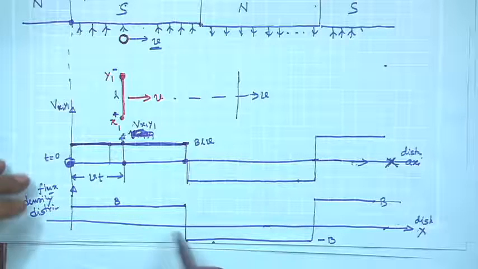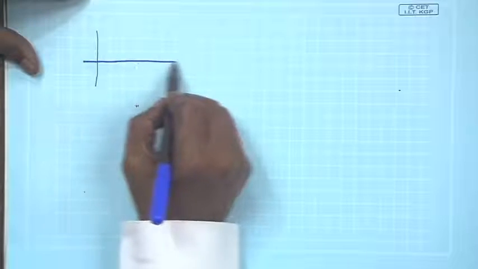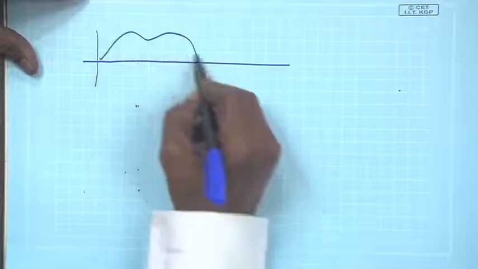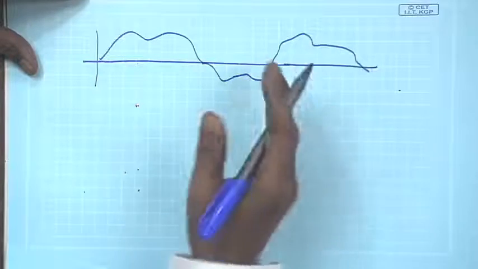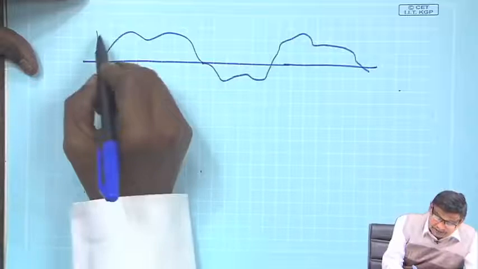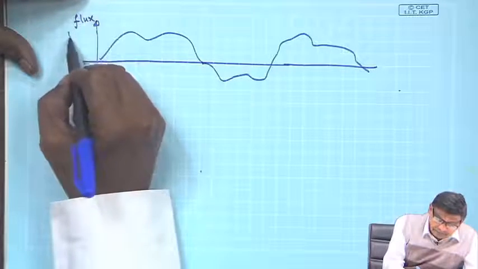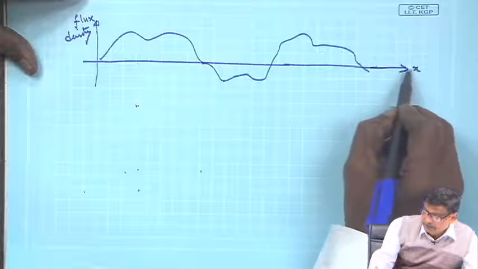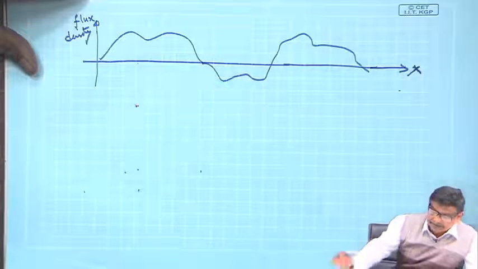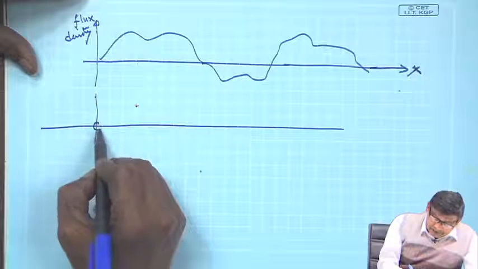For example, if you have understood me right here, if somebody says I have a flux density distribution which is quite arbitrary like this, I mean how one will get it, that is besides the point. But the point to be understood is this is flux density along space, suppose it is distributed along x axis in this way, and beneath it I am moving a conductor in this way.